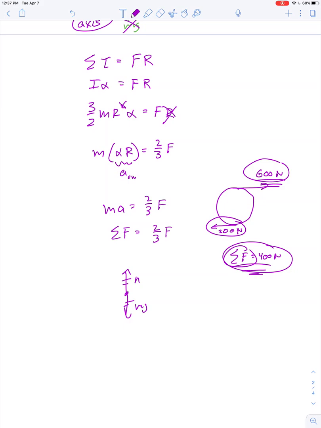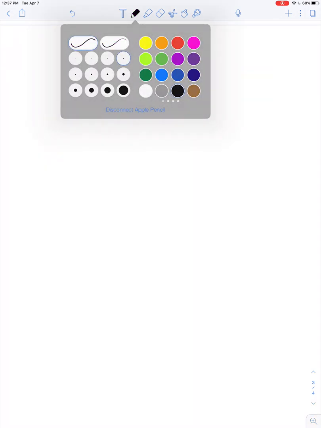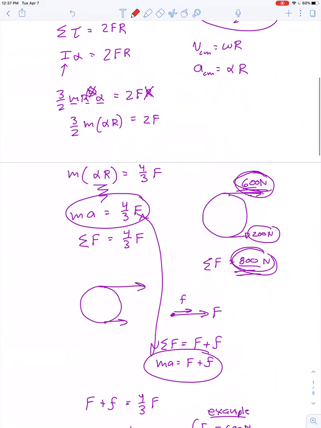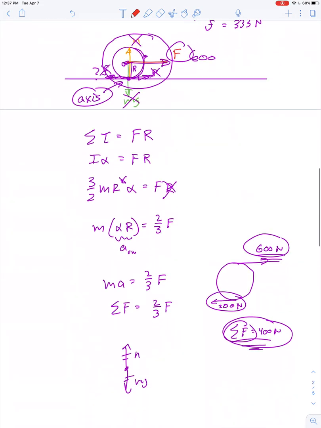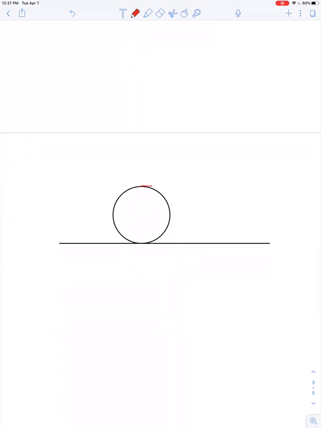So what does this tell us about the Conestoga wagon? Well, that's just a different shape. So let's consider two cases. Case number one is the situation where you get out of the wagon and you act like this guy and you pull on the spokes near the top of the wheel. So you give an applied force located at that point.